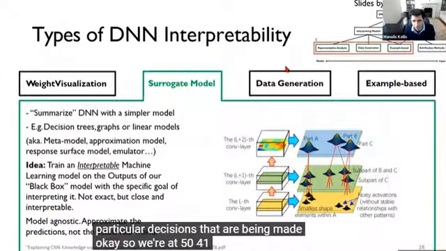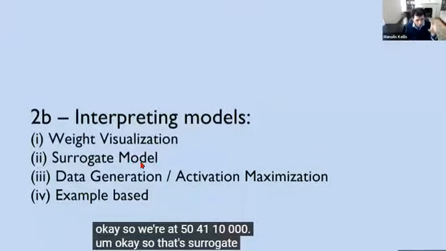Okay, so we're at 50, 41, 10, 0, 0. Okay, so that's surrogate models.